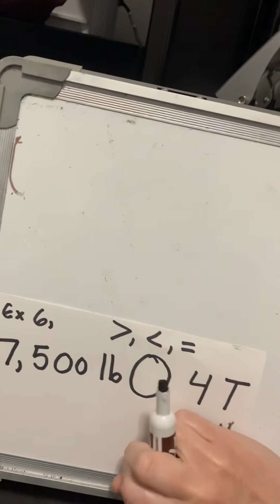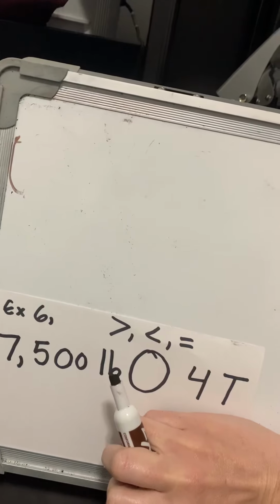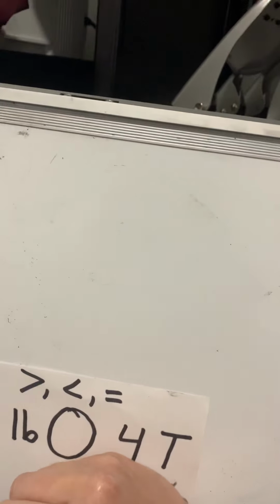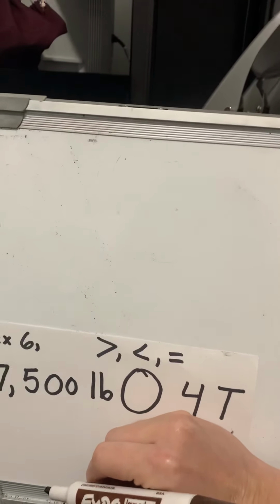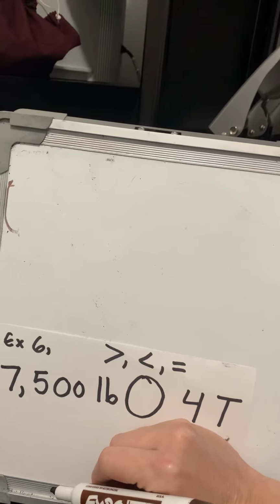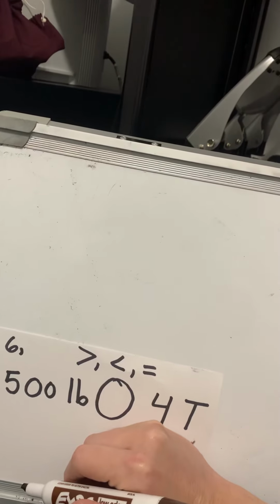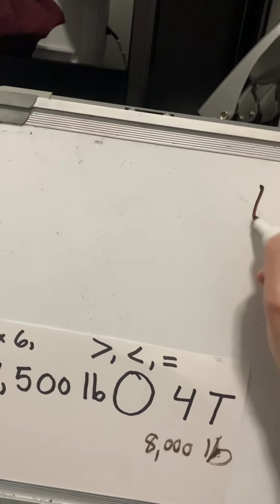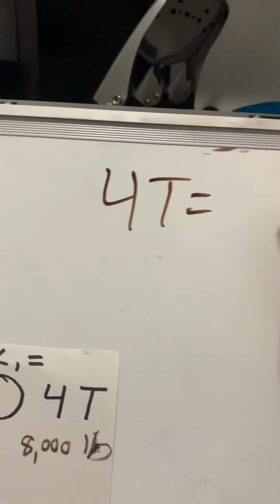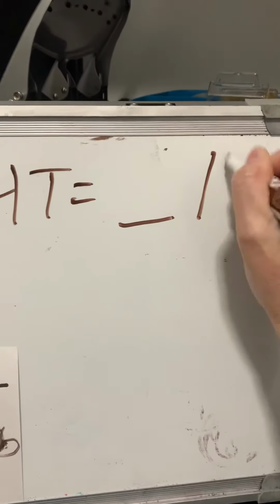And now we're going to do pounds to tons. Okay, pounds to tons. So I'm going to write it up here. We're going to convert the tons because tons is bigger than pounds. I can always make something bigger, smaller, but I can't make small things always bigger. So I'm going to convert the 4 tons into pounds.